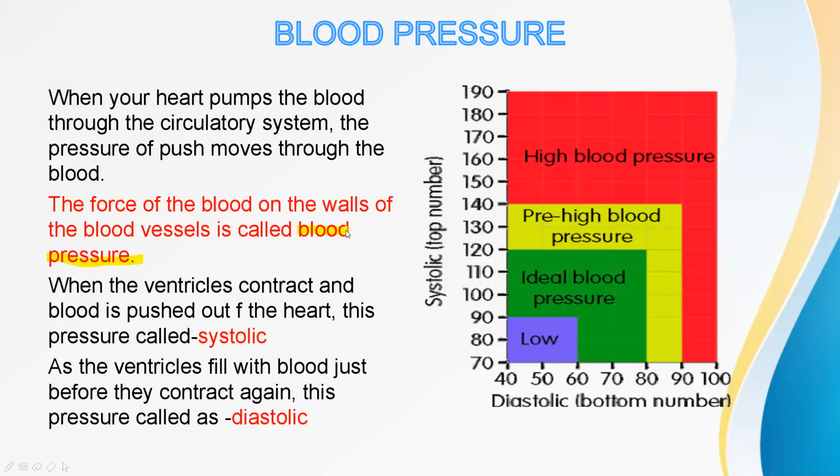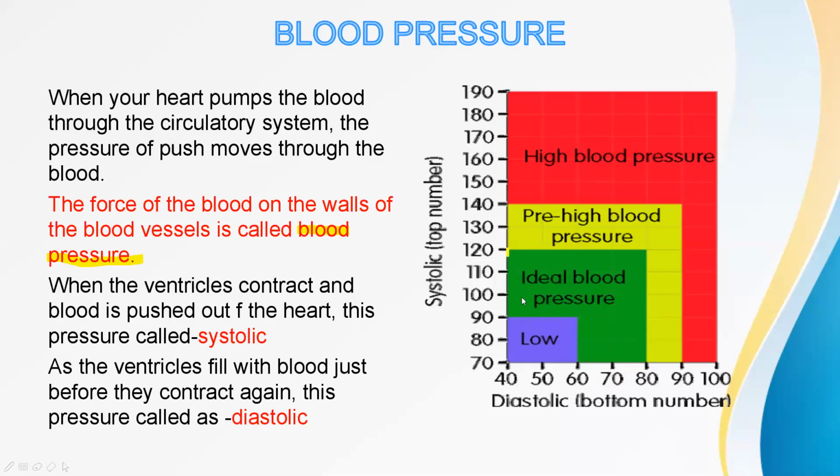On the right-hand side, you are seeing the blood pressure. You are already familiar with blood pressure, because most of your grandfathers and grandmothers have this kind of problem. They keep saying it's blood pressure, or in Portuguese we say tensão. Okay, so here you are seeing the blood pressure. The ideal blood pressure should be 120 over 80.